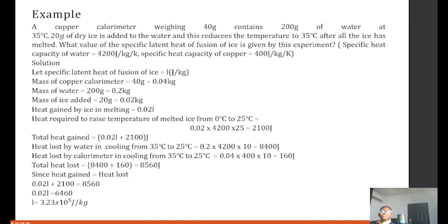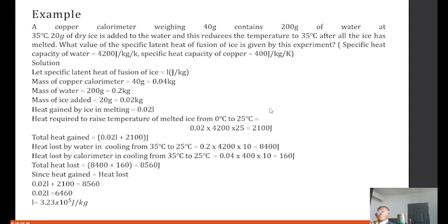So the total heat gained is the one for phase change plus the one for changing its temperature from this point to this point. But the heat lost by water: the water was at 35 but became 25, so it's 0.2 times this times this, and that gives us this. Also the calorimeter is going to lose heat, and it's the same process. So heat lost equals heat gained, and when we add our answers together, we get the latent heat, and it's 3.2. Because the question says what is the specific latent heat of fusion of ice? It is 3.23 times 10⁵.